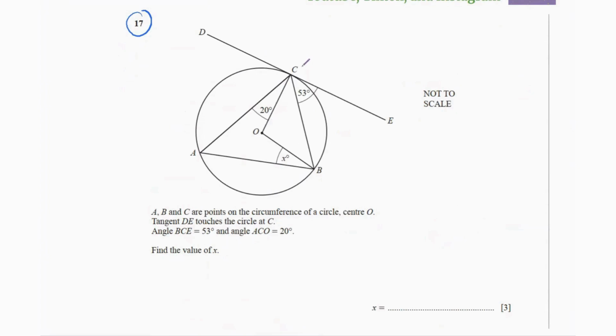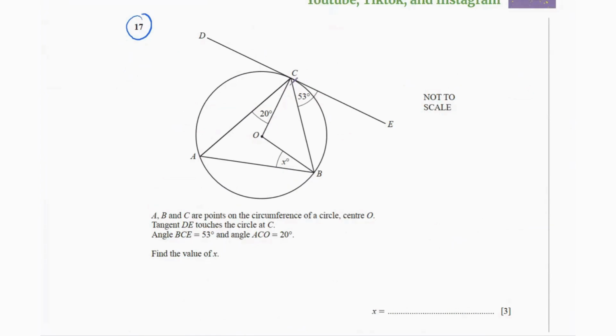Firstly, OC is your radius and DC is a tangent. So we can find OCB first. Since OC is the radius and DC is the tangent, OCB is going to be 90 minus 53 because the radius and the tangent make a 90-degree angle at their intersection. So this is 37 degrees.